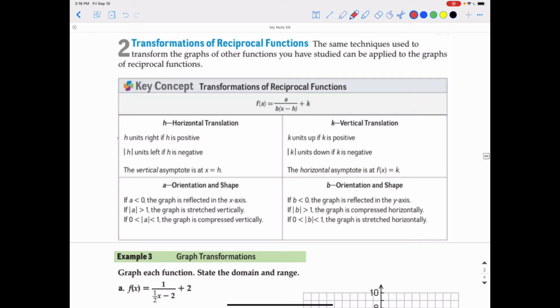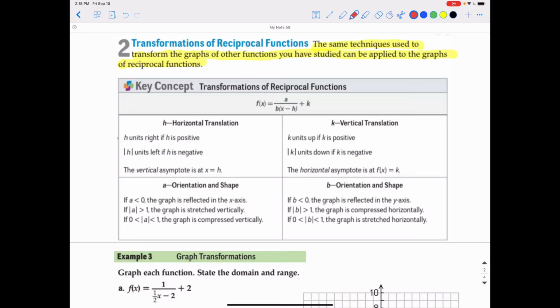A lot of the same techniques for the transformations of all graphs also apply to reciprocal functions. The main key concept I'm going to focus on here is where the vertical translation is on a reciprocal function. We know that graphs can be translated in the form of h, k.